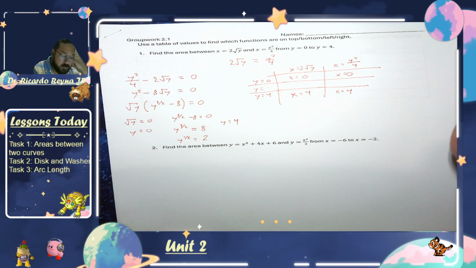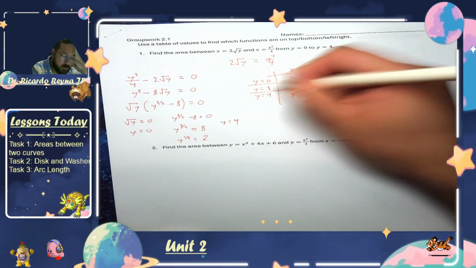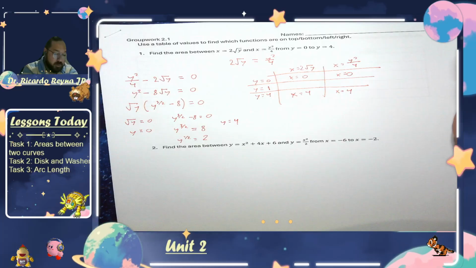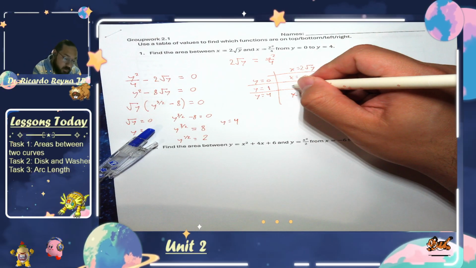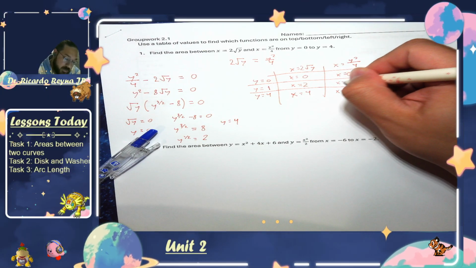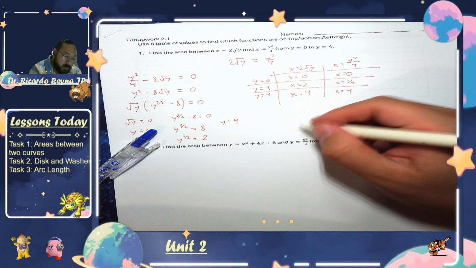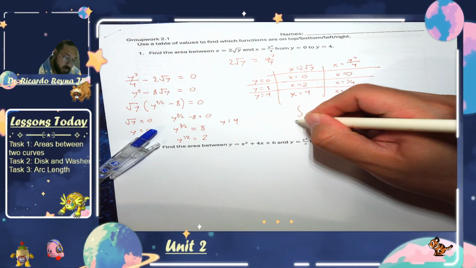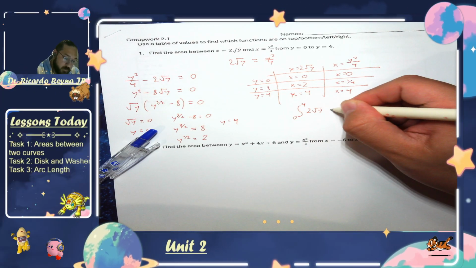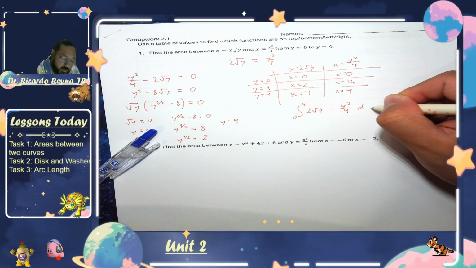So let's pick a nice number in between. I'm going to pick 1 because I know 1 is a square root and can be squared pretty simply. So when y is 1, x is 2, and when y is 1 here, x is 1 over 4. So that means this guy will be on top. So we have the integral from 0 to 4 of 2 square root of y minus y squared over 4 dy.